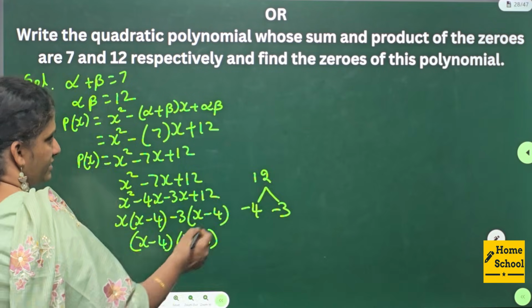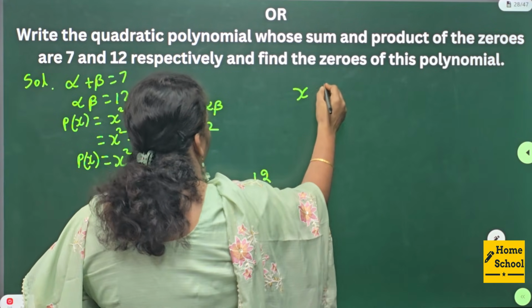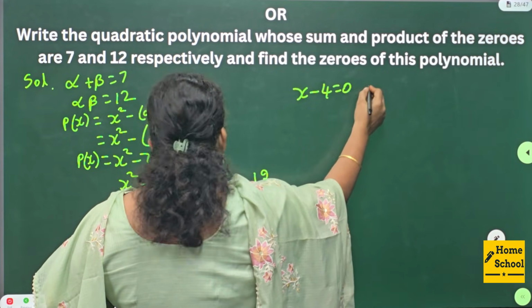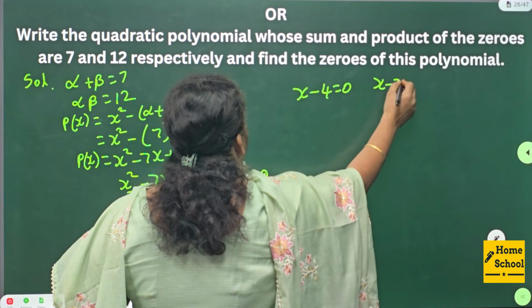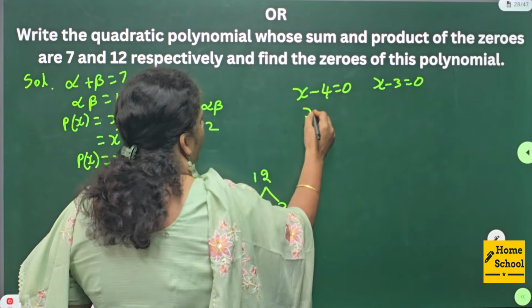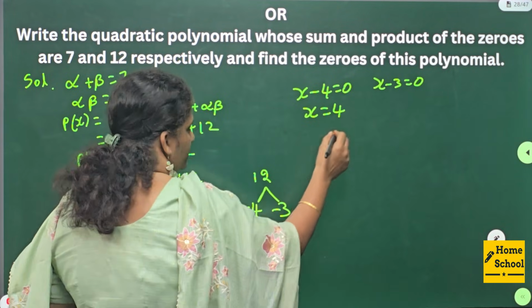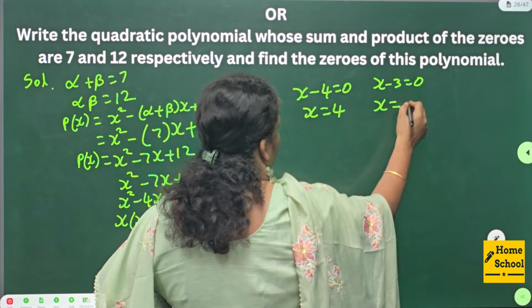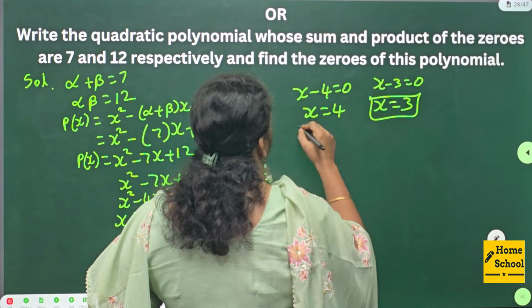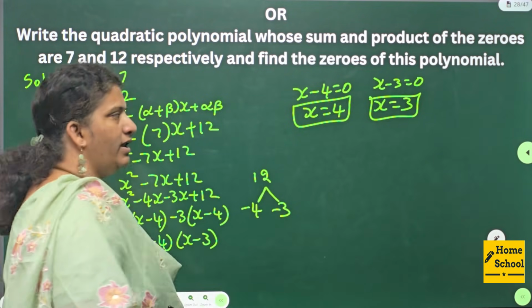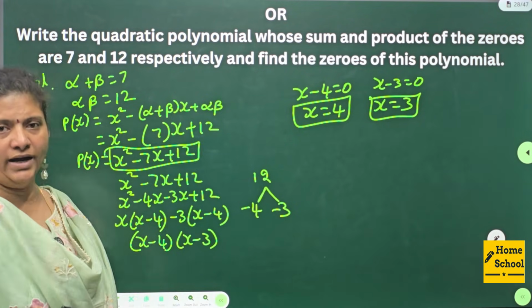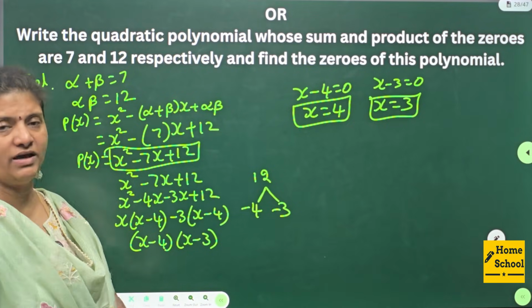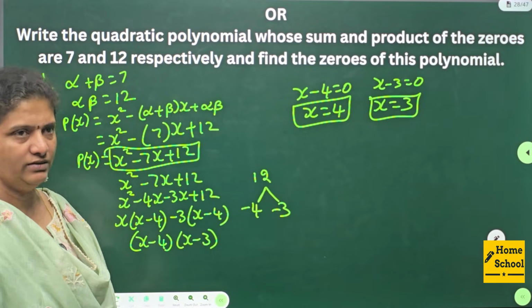In order to get 0, equate to 0. X minus 4 equal to 0 or x minus 3 equal to 0. X is equal to 0 plus 4 is 4 and 0 plus 3 is 3. Therefore, what are the zeros of the polynomial? 4 and 3. Quadratic polynomial x square minus 7x plus 12.